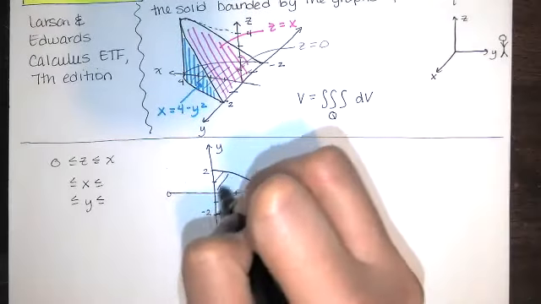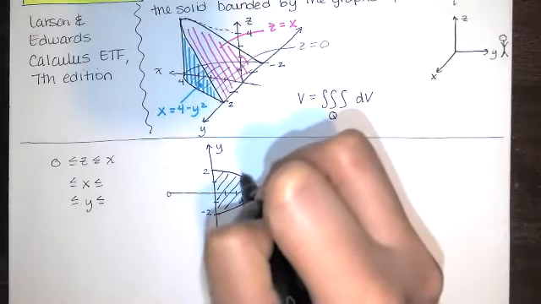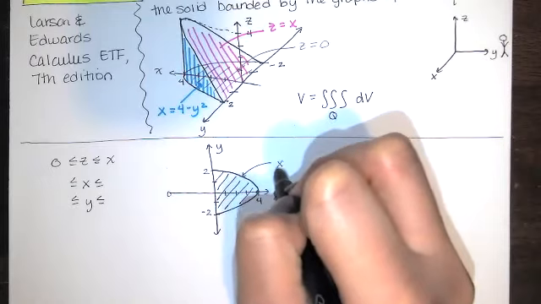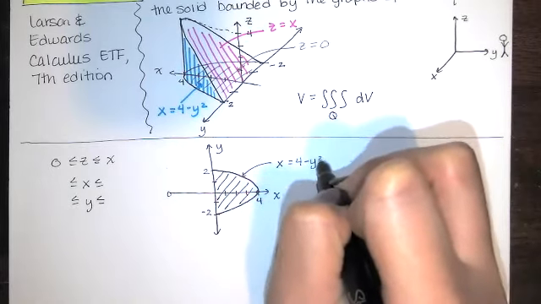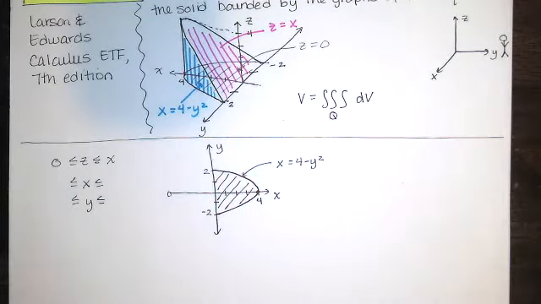So this is our region, and we know that the equation of this curve is x equals 4 minus y squared. Now we have choices. We could integrate with respect to y first and then x, or x first and then y. But remember, whenever you do that, the first variable has to go from a function to a function, and the second variable has to go from a constant to a constant.